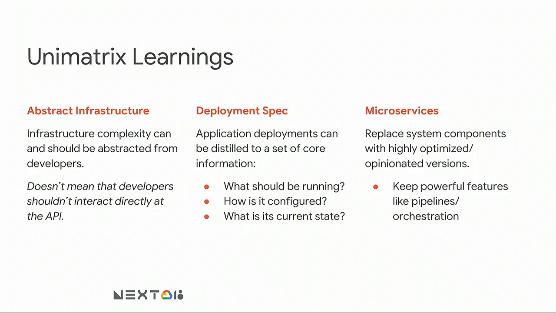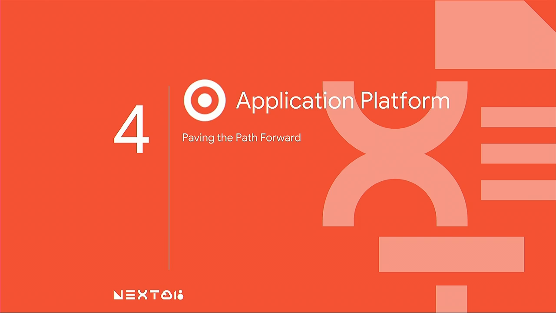We also needed to start thinking about what really is an application or deployment, right? And so Unimatrix helps us distill that concept down to what should be running, how is it configured, what's its current state, things like that. And it also taught us that this microservice thing is really, really good because we can just replace pieces of componentry where we see fit with our opinions or patterns or optimizations that work for us. So that's our current state today at Target.